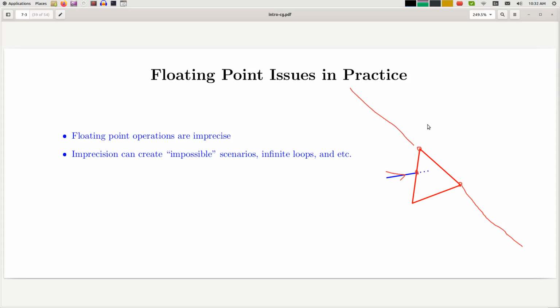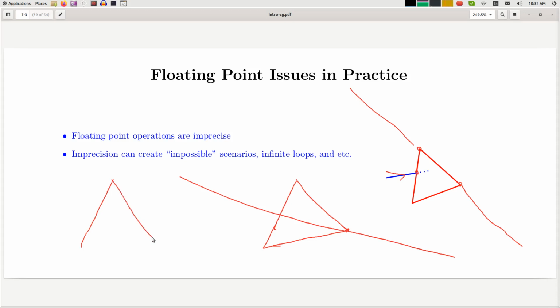Let me show you a more convincing example. Imagine the triangle looks like this, and the line you want to test goes very close to this intersection point. Let's say this line segment is not intersecting, so it is above. This line segment is below, but this line segment is intersecting, though only barely. It is possible that due to floating point errors, the triangle actually looks like this. Due to floating point errors, you can have this shape where the triangle is not closed, because I have errors in my computation.